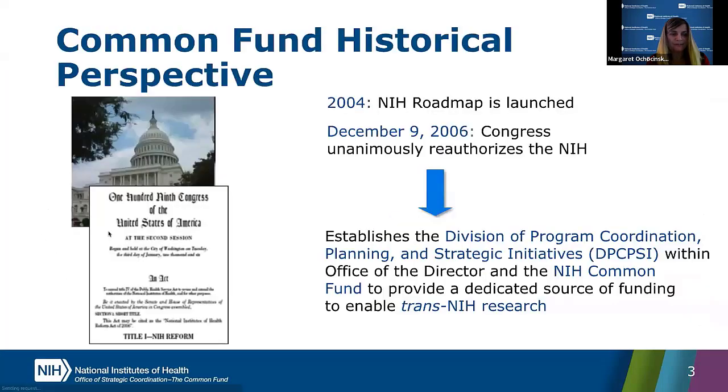Next page, please. So briefly, I wanted to provide a background on why we are here. As Joni explained, we're in the strategic planning process for a potential Common Fund program. So I will provide a bit of background on what the Common Fund is. In 2004, the NIH Roadmap was launched. And in 2006, Congress unanimously reauthorized the NIH and established the Division of Program Coordination, Planning, and Strategic Initiatives, DPCPSI, within the Office of the Director and the NIH Common Fund to provide a dedicated source of funding to enable trans-NIH research. Next slide, please.